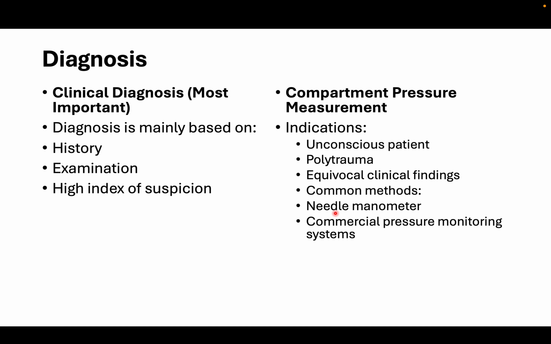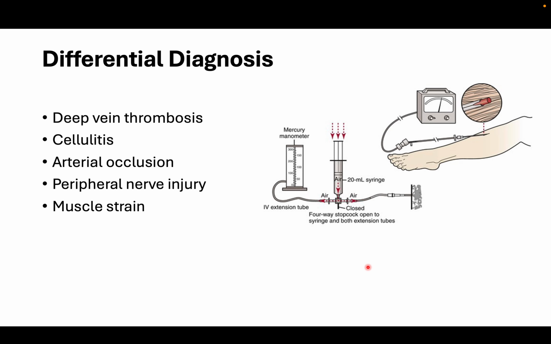Diagnosis is the clinical diagnosis, most important. Diagnosis is mainly based on the history, examination, and high index of suspicion. Compartment pressure measurement: the indications of measurement are an unconscious patient, polytrauma patient, and equivocal clinical findings. Common methods we use are needle manometer or commercial pressure monitoring systems.